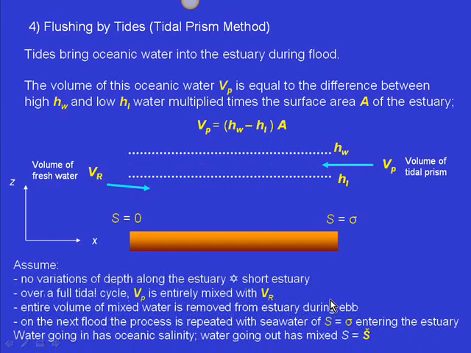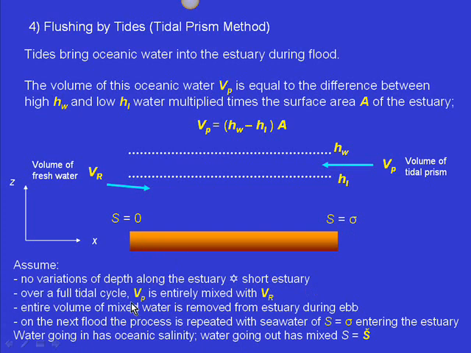So for this tidal prism method, we assume that there are no variations of depth along the estuary, as you see in this diagram here. In other words, that's a short estuary. I don't know what that symbol means. It came from the Korean translation.